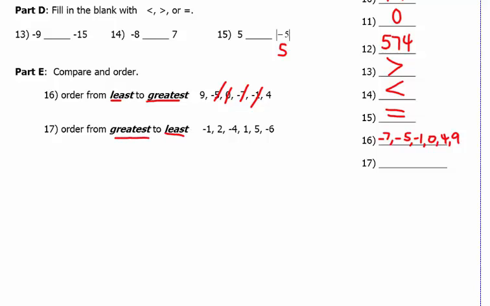17 is greatest to least. Make sure you read the question carefully. So I'm looking for the biggest number first, that's 5, 2, 1, then negative 1, negative 4, negative 6. Again, you can use a number line to help you with those if you need it.